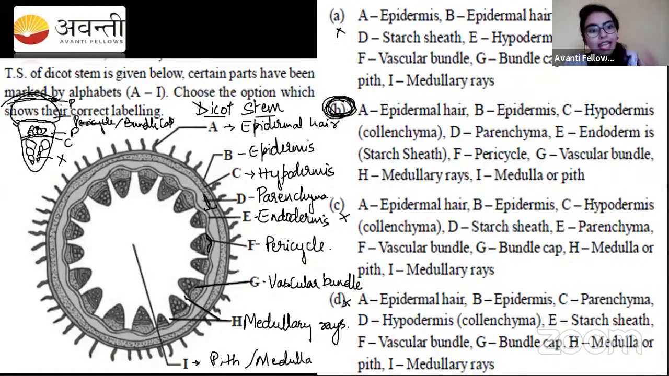Open because cambium is present. If cambium is absent, we call it closed. Very good, Sachin. I'm impressed. Okay, so let's go to the next question.